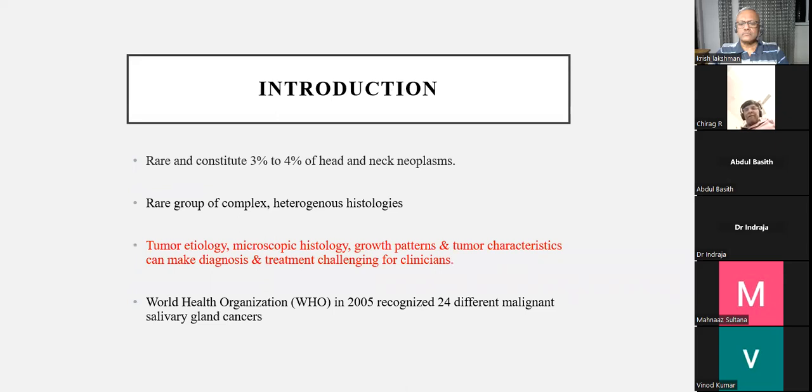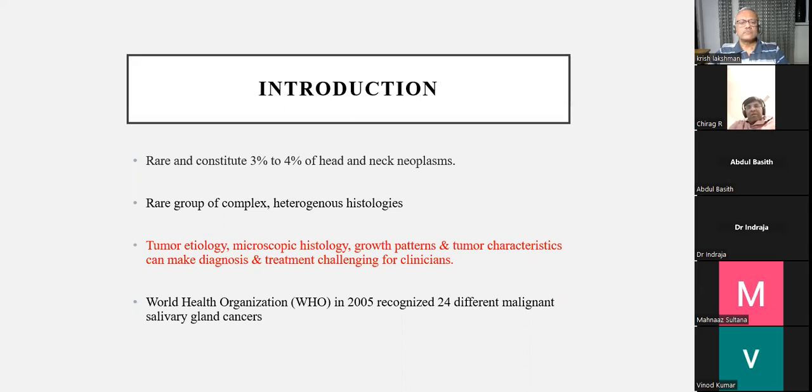I'm going to talk about different types of glands, anatomy, and the classification of tumors and their presentation and management. Salivary gland tumors constitute about 3 to 4% of the head and neck neoplasms. It is a rare, complex group with heterogeneous histologies. Because of the tumor etiology, microscopic histology, and different growth patterns and tumor characteristics, the diagnosis is a little bit difficult and the treatment is challenging for the surgeons.